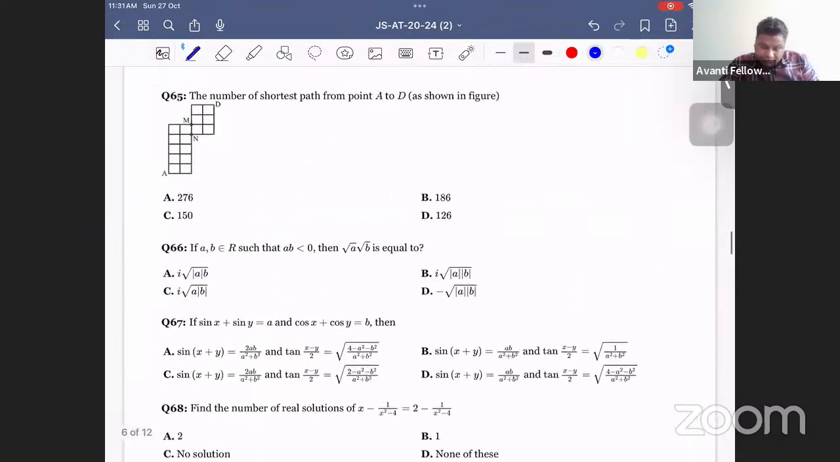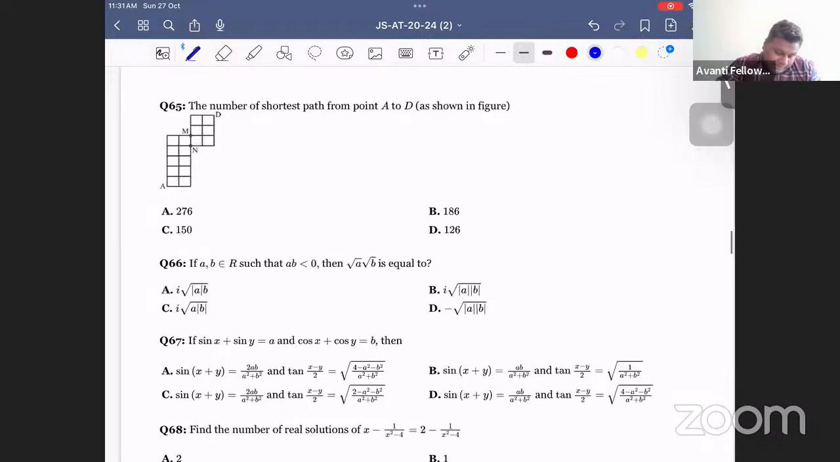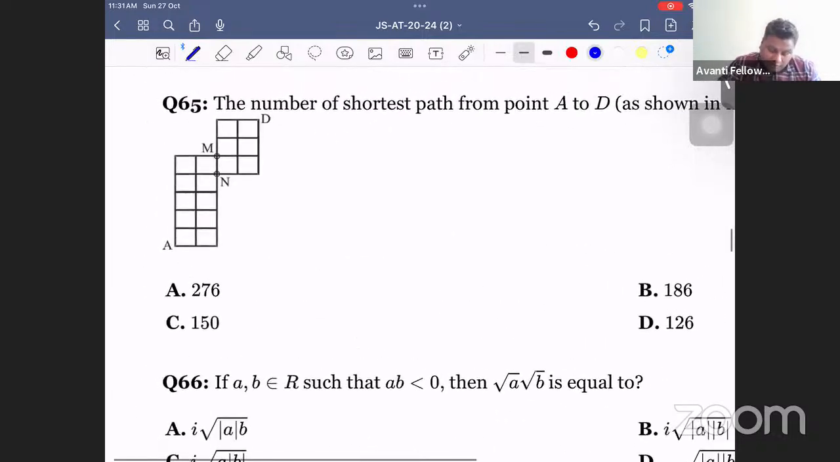Now, see, few questions we'll do here only. Number of shortest paths from point A to point D as shown in the figure. So in this diagram, they're asking for the total number of shortest paths from A to D. Now, how will the person go? If approaching from A to D, first of all, he'll go from A to N and then N to D. Then he'll go from A to M and then M to D.